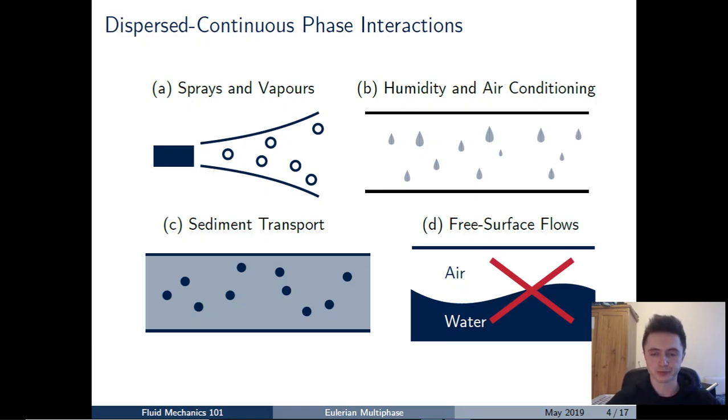Now, these are all dispersed continuous phase interactions, but if we consider an application like free surface waves, or sloshing in a tank, or filling and emptying of a tank, those modelling applications are continuous phase interactions. And the reason for that is we are actually interested in the location and the motion of the interface between those two phases.